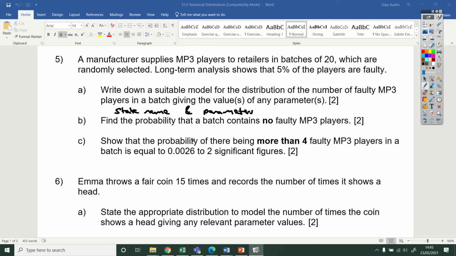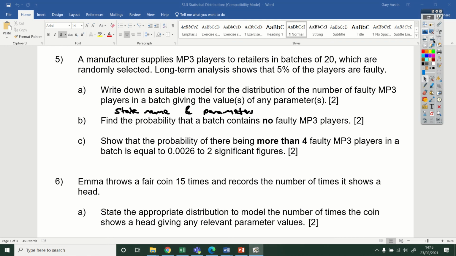And then show that the probability of there being more than 4 faulty MP3 players in a batch is equal to 0.0026 to 2 significant figures. So again, write down what you're calculating, use your calculator, and it should match that to 2 sig fig.